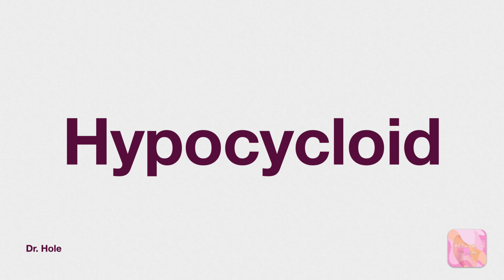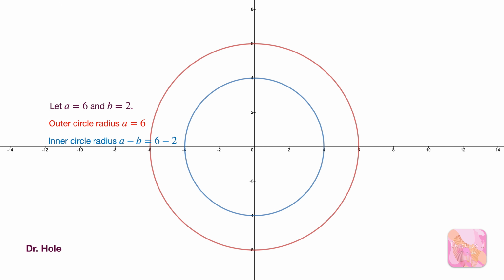All right. That's an example. And then building off of that example is something called a hypocycloid. This one gets rather involved. Let's take a look.